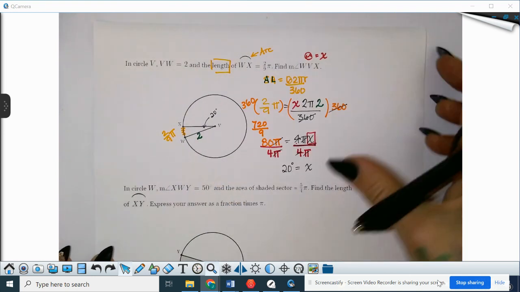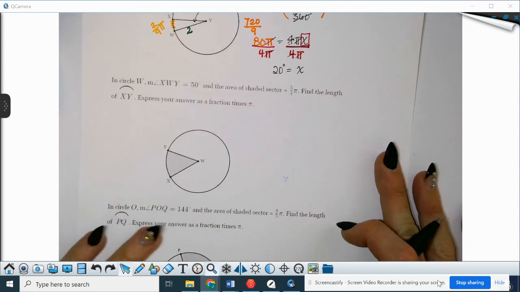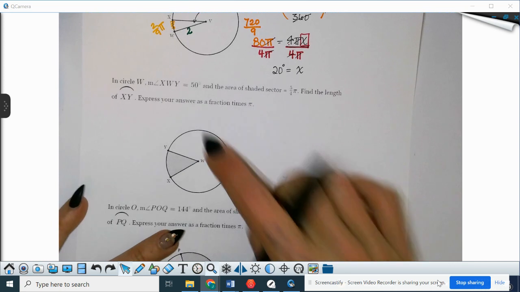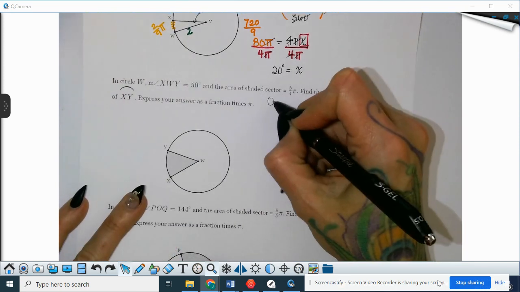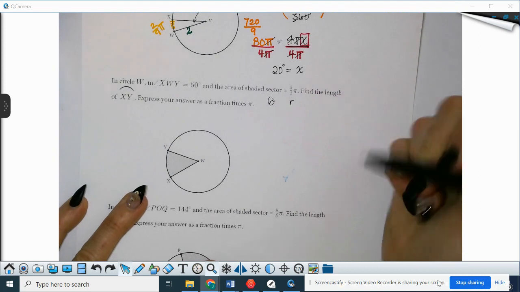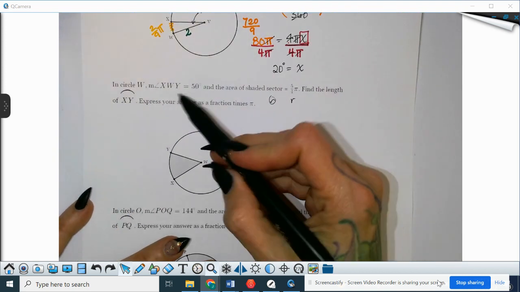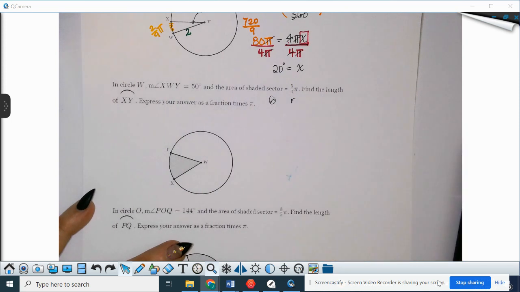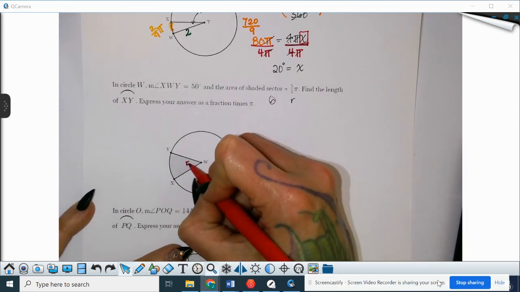Now, when you get to your mixed problems, there are multi-step properties here. So in circle W, still the same thing. We're thinking about our formulas. What do we have? What do we need? We always need theta, and we always need radius. You have to have an angle measure, and you have to have a radius to solve for anything. So in this case, we have XWY equals 50 degrees. So XWY is 50 degrees. So we have theta.